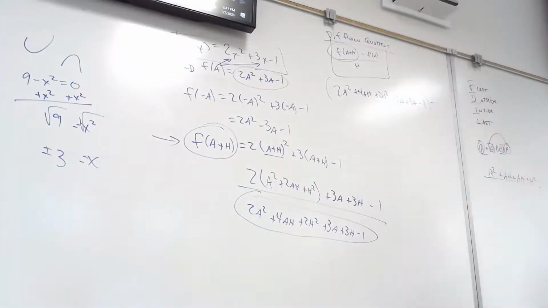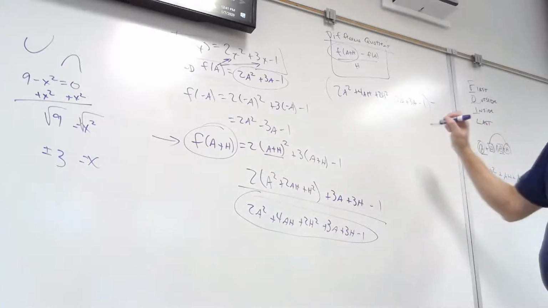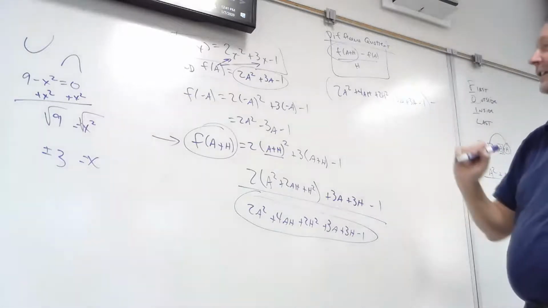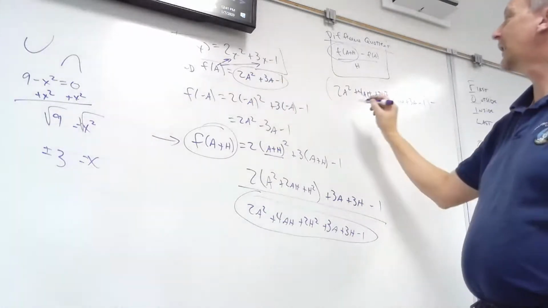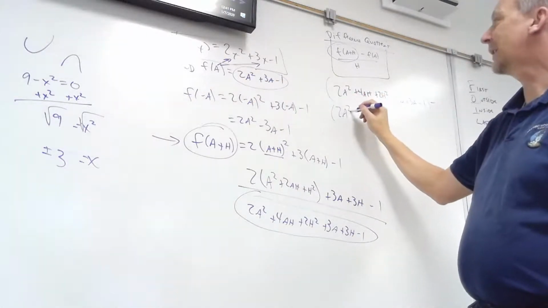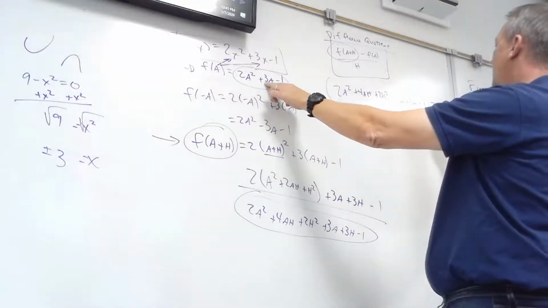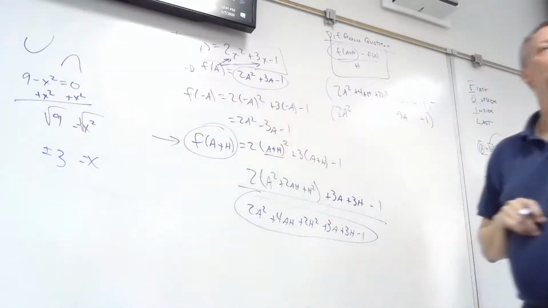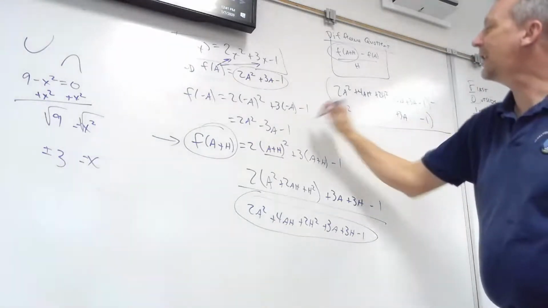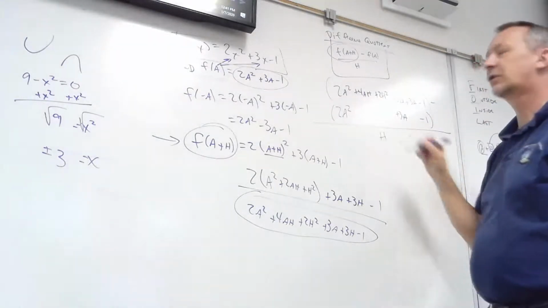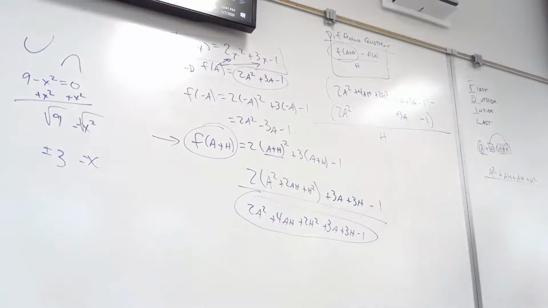Then we need to subtract what? F of A. And so you know what I'm going to do? I'm going to line these up because these are going to line up. 2A squared plus 3A minus 1. And then this whole thing is going to be divided by H, right?